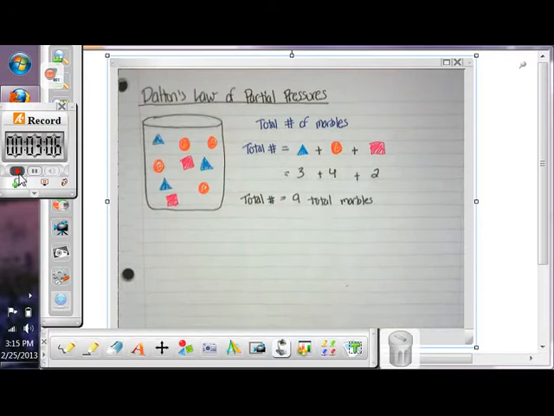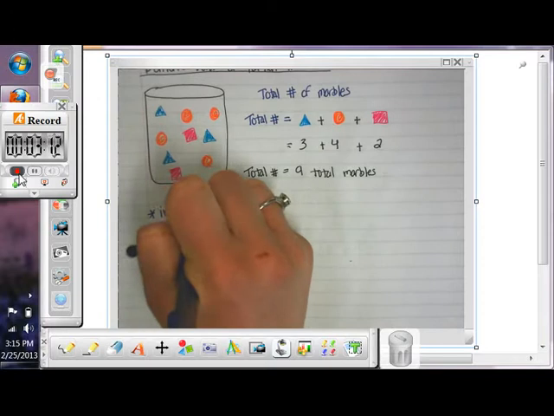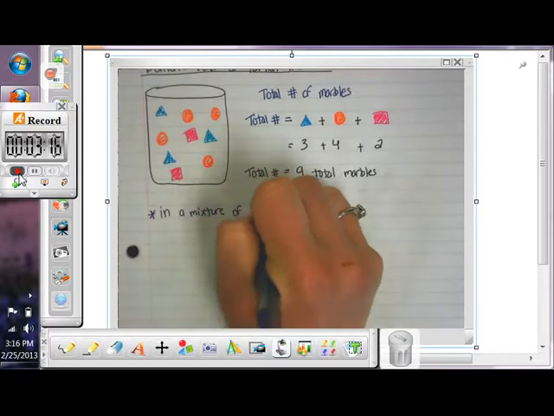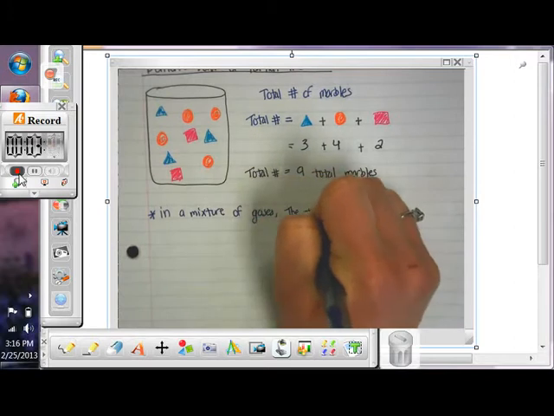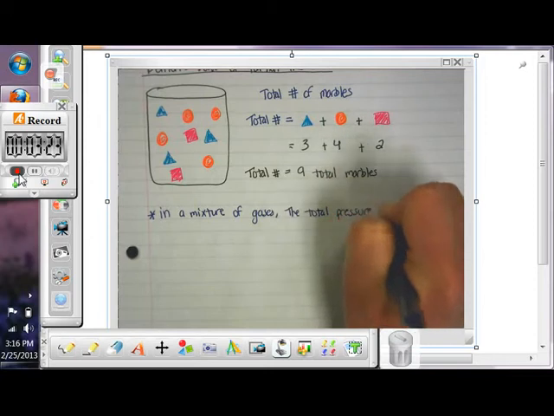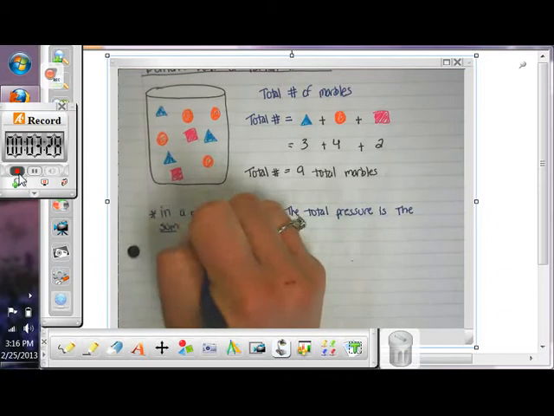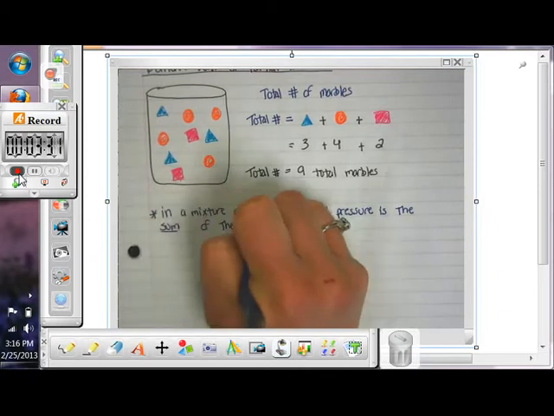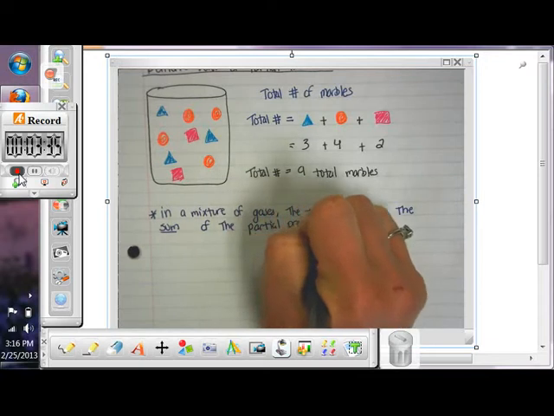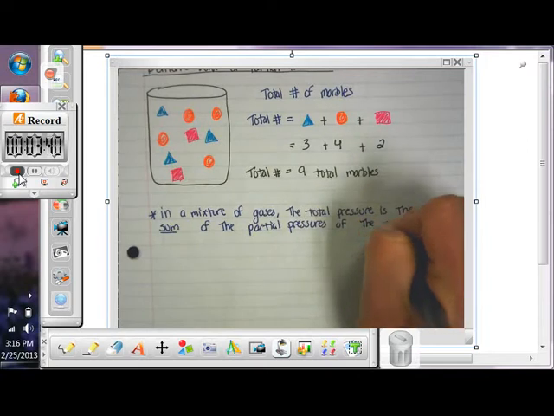So Dalton's Law of Partial Pressure states, in a mixture of gases, the total pressure is the sum of the partial pressures of the gases.